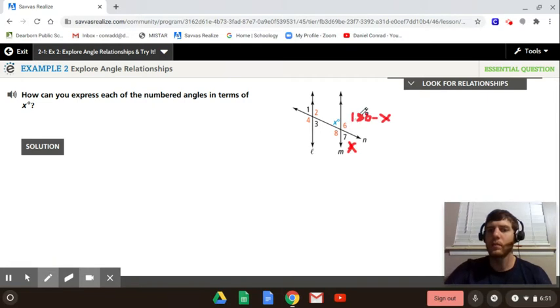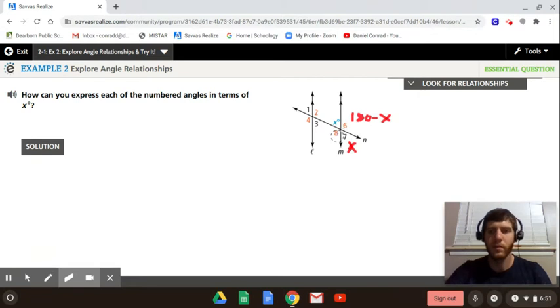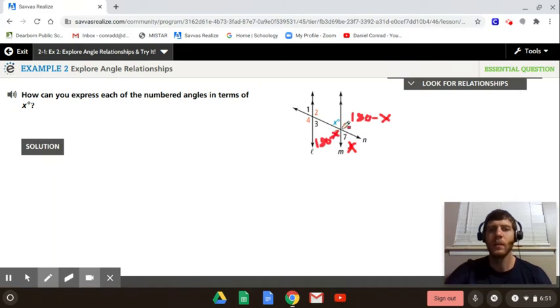And then we know vertical angles are congruent. So again, if we do 180 minus x, that's going to give us the measure of angle 8. Let me see if I can write that a little bit cleaner, though. Right, so this is going to be 180 minus x.